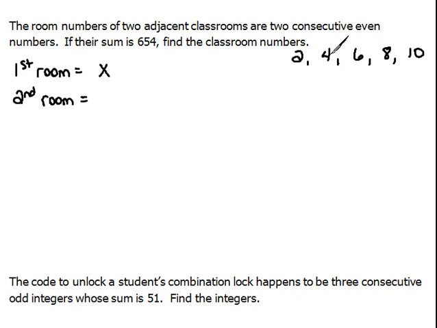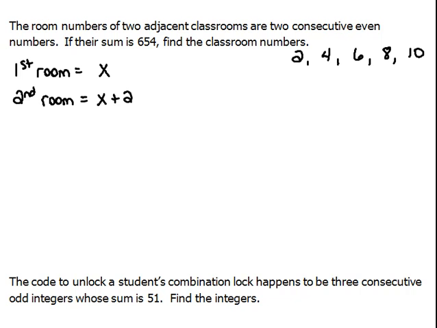Don't we have to add 2? And then to get from 4 to 6, we had to add 2 more, and so on and so forth. So we could write our second room as whatever the first one is, and then add 2. That would get us to our second consecutive even number.